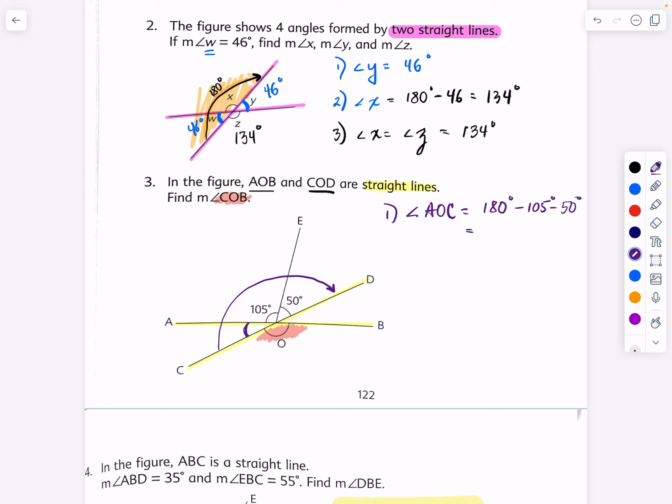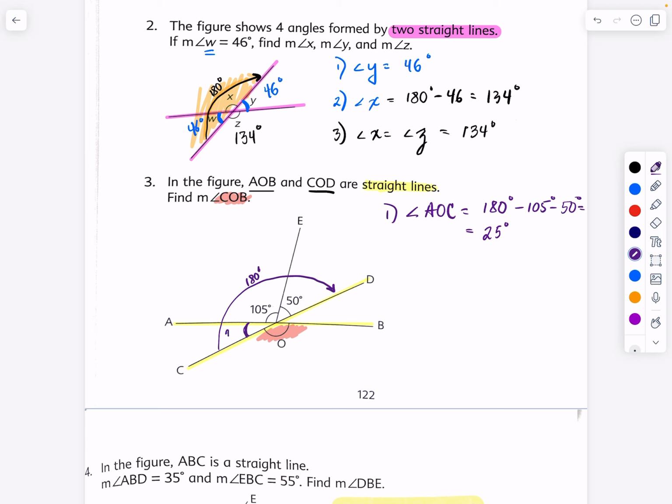And the remaining piece, which is AOC, so I'm going to label this as 180, angles on a straight line. We know that because COD is a straight line. It was given to us. So 180, 105, 155. So this must be 25 degrees.